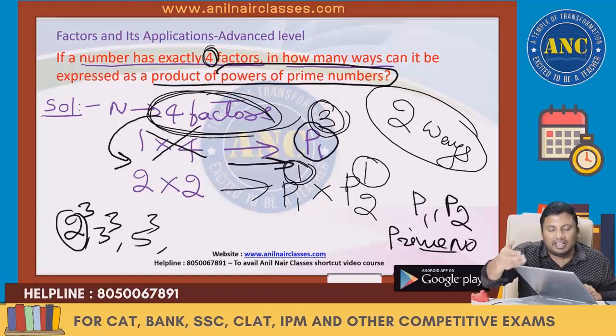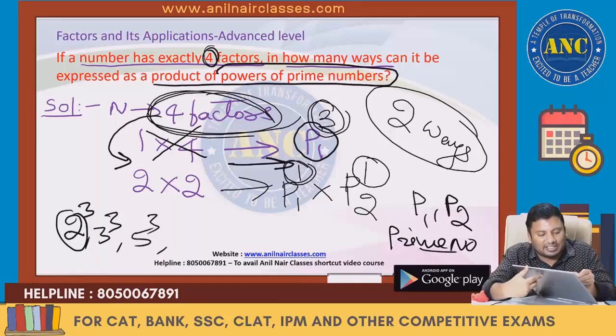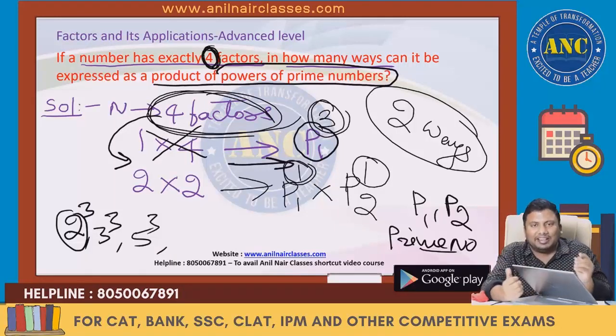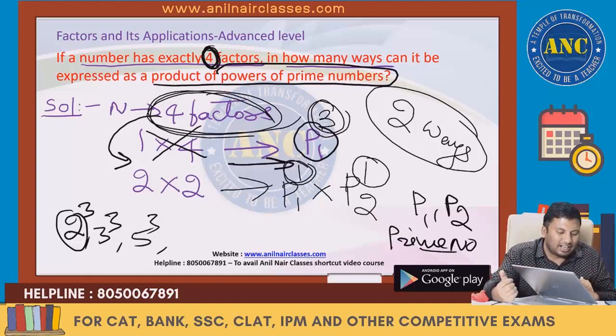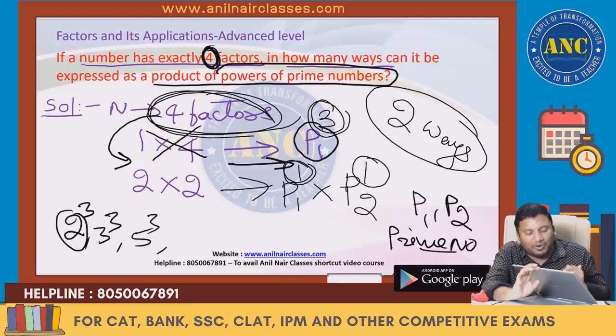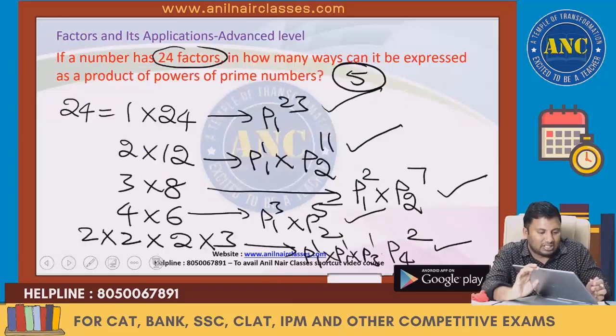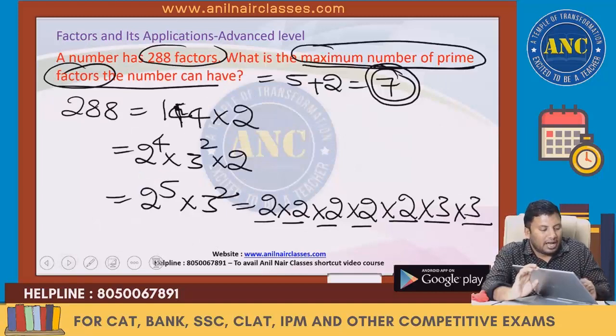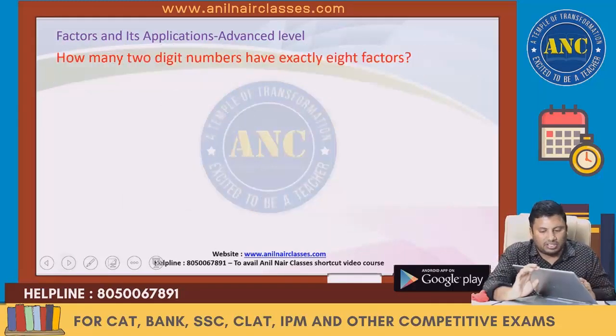You are thinking that the number is written as a power of a product of prime numbers. This is not the number. This is the factor. That is what I said, Ramesh. That is not the number. The number is not written as a power of a product of prime numbers. Factors have to be converted. 4 represents the factor. I hope it is clear. Answer is 5 plus 2, 7.